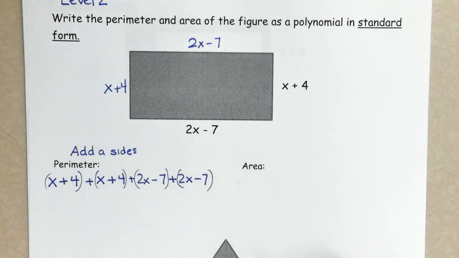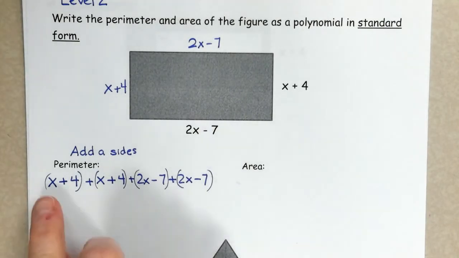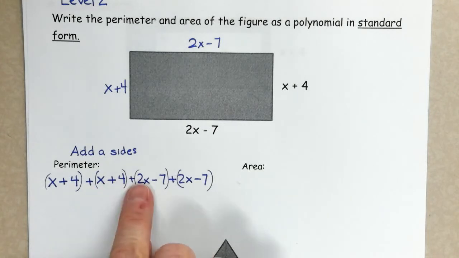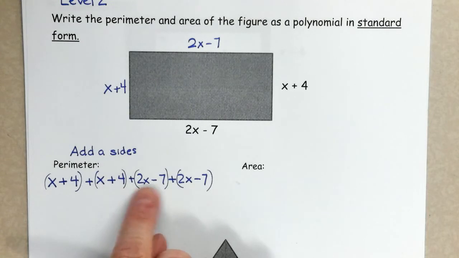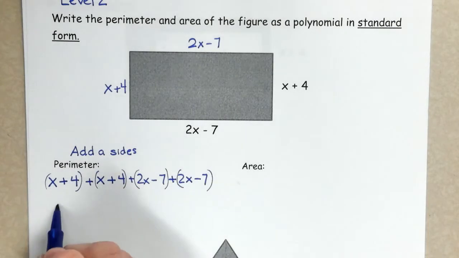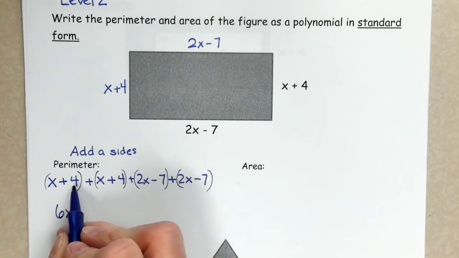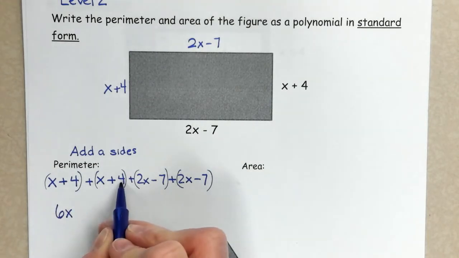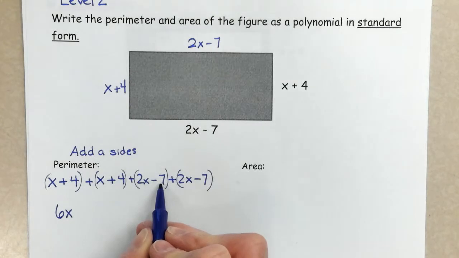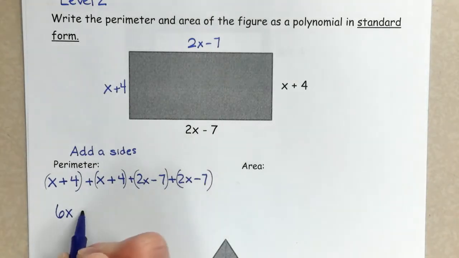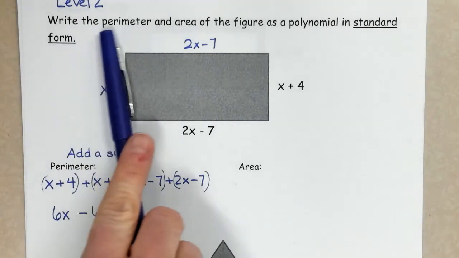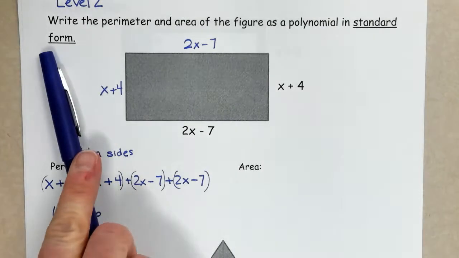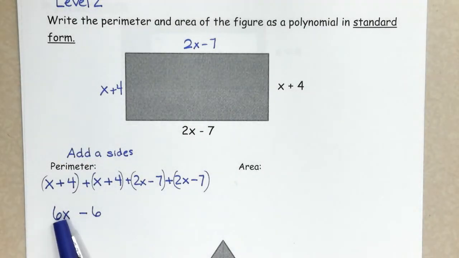And I have to add, so I'm going to have to add my like terms. So I have 1x plus 1 more x plus 2x plus 2x. So 1 plus 1 is 2, plus 2 is 4, plus 2 more is 6. So I have 6x. And then I have 4 plus 4, so 8. Subtract 7, so 1. Subtract 7 again, so negative 6. There's an expression for my perimeter. Write the perimeter as a polynomial in standard form. Standard form, so biggest exponent first. Of course, there was no exponent, so x is before numbers.